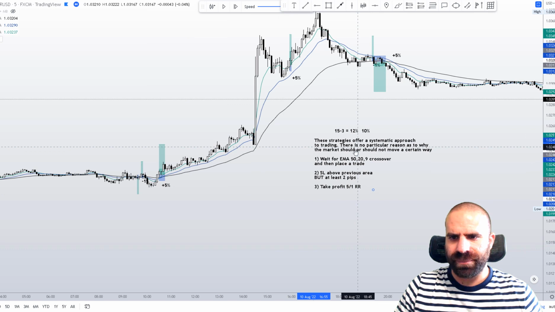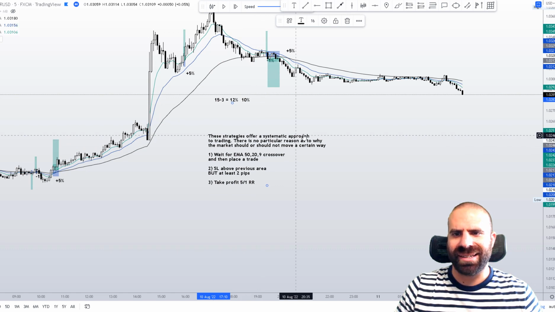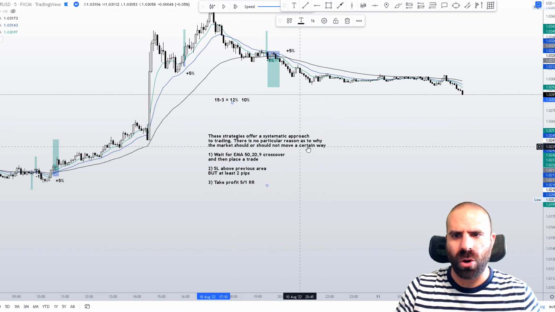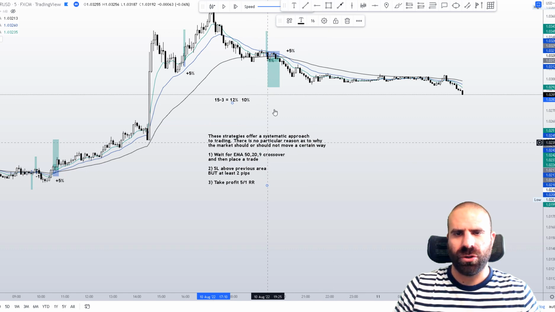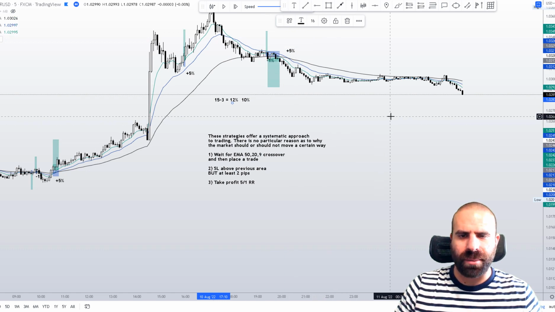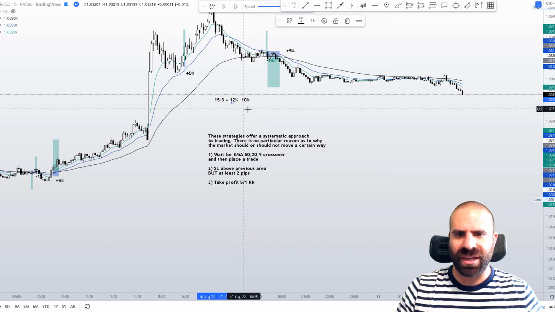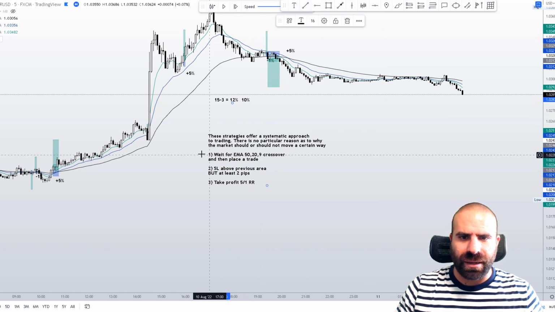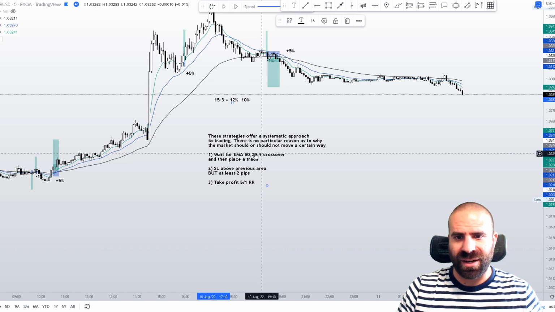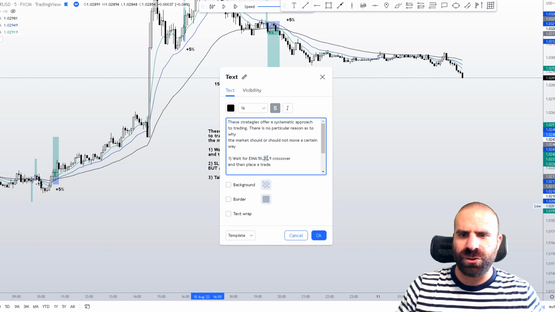Okay, this was the strategy. Again, one more time. These strategies offer a systematic approach to trading. There is no reason as to why the market should or should not move this way. The fact that those moving averages cross each other means nothing, but it offers us a systematic approach. You can couple it with something like stop loss above this crossover needs to happen of the 20 and the 9 crossing the 50. Okay, so when I say wait for 50, 20 and 9 crossover, it means that the 9 has to cross the 50 and then the 20 has to cross the 50. Okay, this is what we want to see.